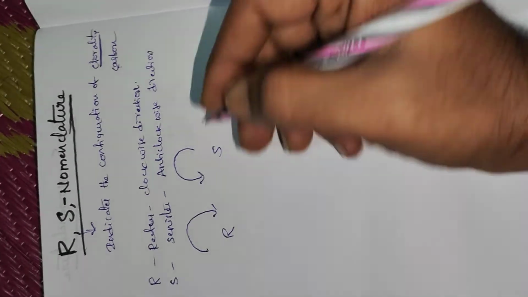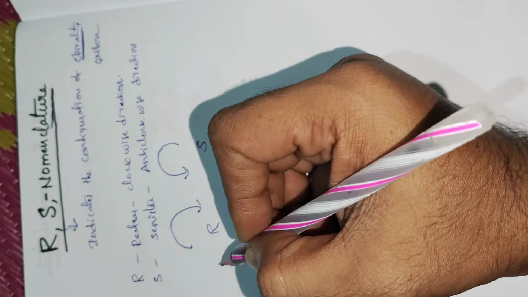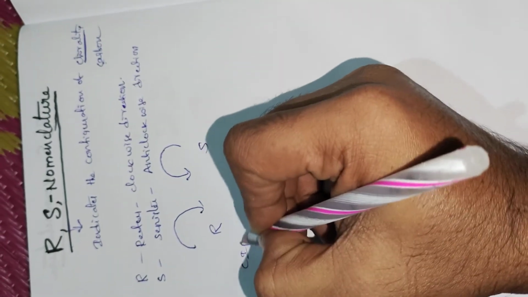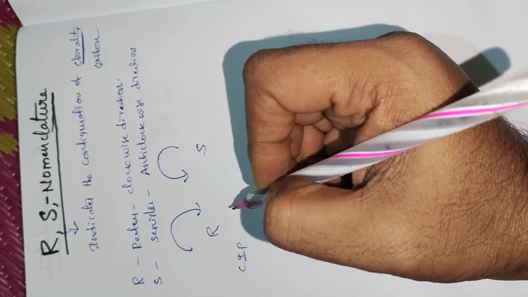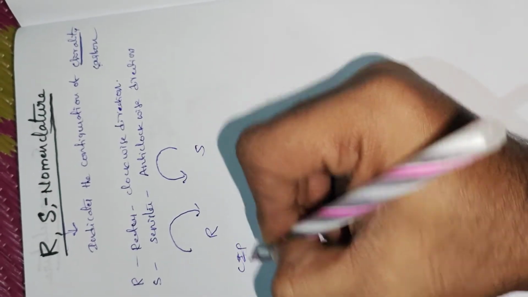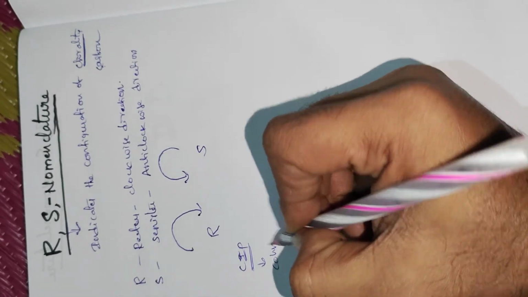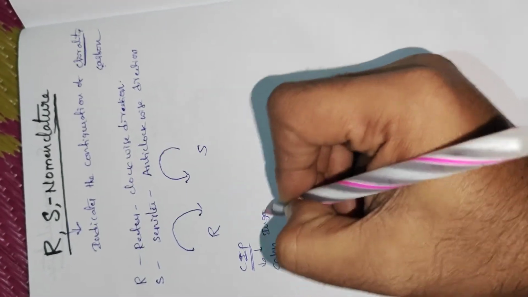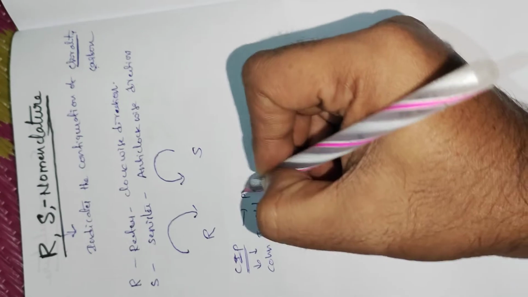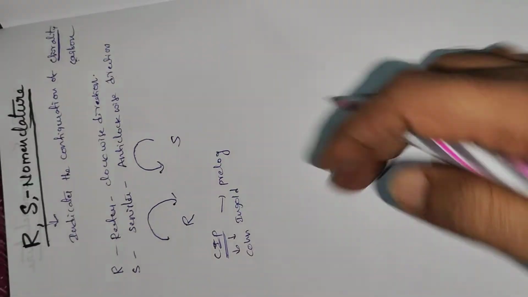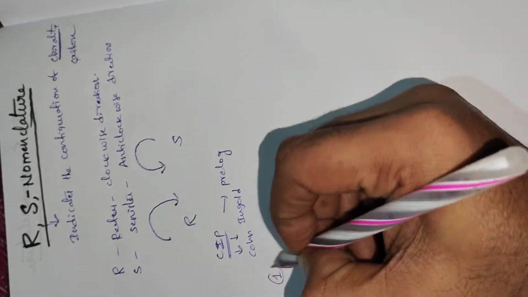Okay, next we go to the priority order. The priority sequence is decided by the CIP rules. CIP rules means, C stands for Cahn, Ingold, Prelog. Now we have to see the rules one by one.